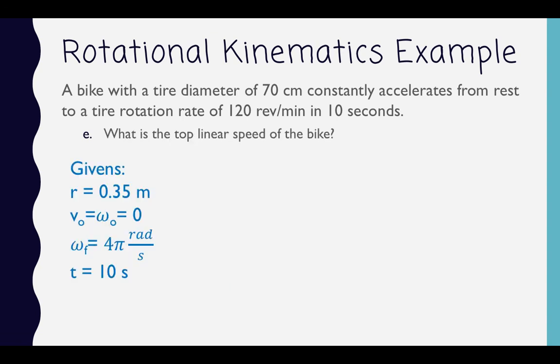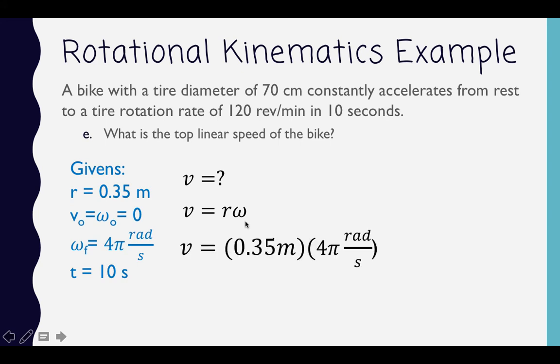What is the top linear speed of the bike? So if we are looking for the max velocity, but linear, we're looking for v, not omega. So once again, we know a relationship between our linear quantity right here, velocity, and our angular quantity, angular velocity. So if we go ahead and multiply our radius times our final angular velocity, we get 4.4 meters per second.